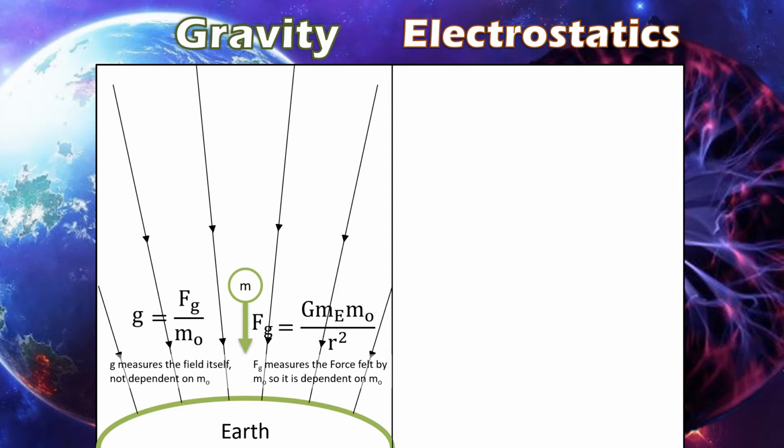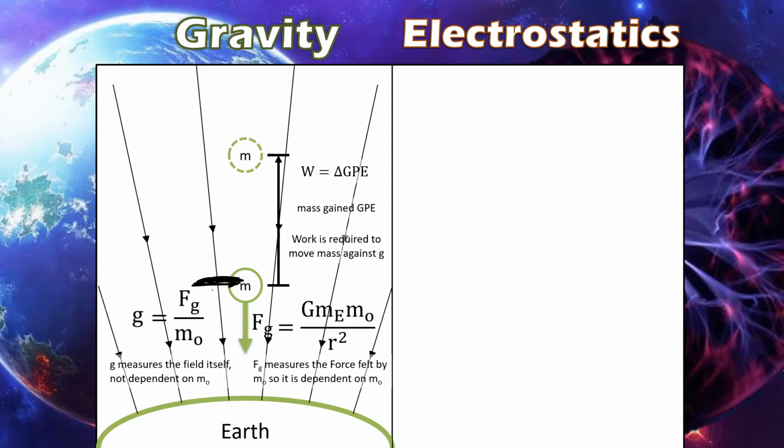That's cool for force, but what about energy? Let's say we exert a force on that mass. Work is required to move the mass against the gravitational field. The mass gained gravitational potential energy, and the work that you do is equal to the change in the potential energy. It had some potential energy here, and now it has more. Where did it get that additional potential energy from? The work that you did in moving the mass. So the gravitational potential energy is equal to mgh.